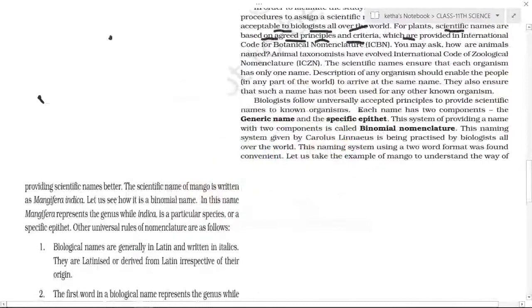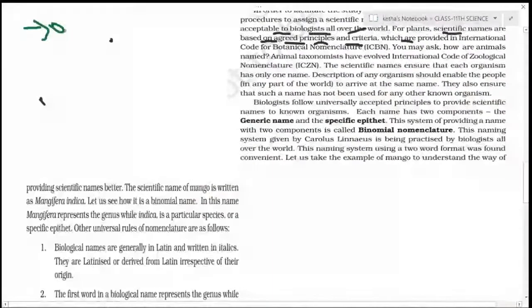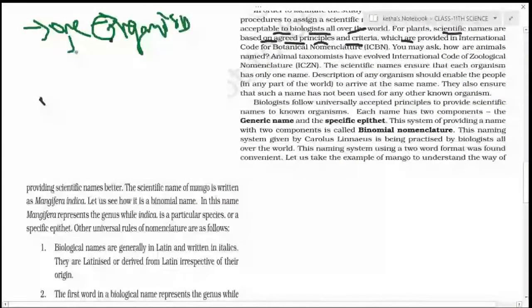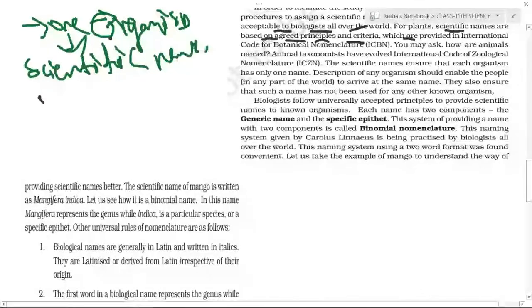Now, the scientific name ensures that each organism has only one name. So they have decided that we have to give one organism one scientific name. One organism, only one scientific name. Okay.